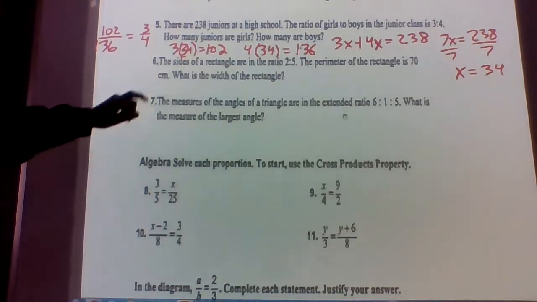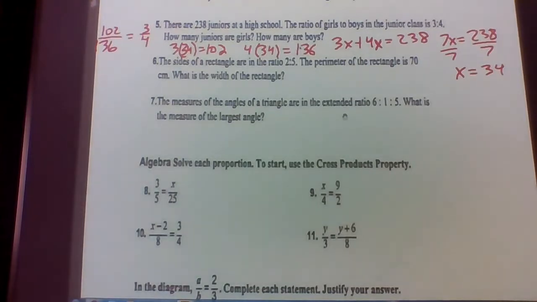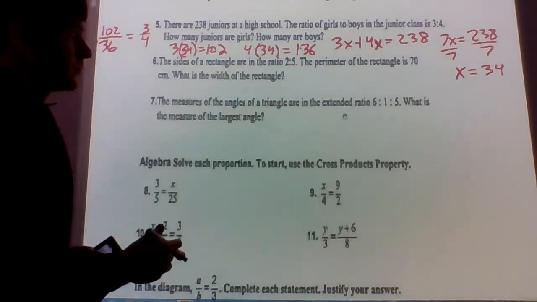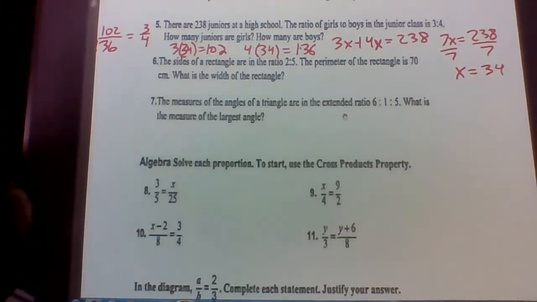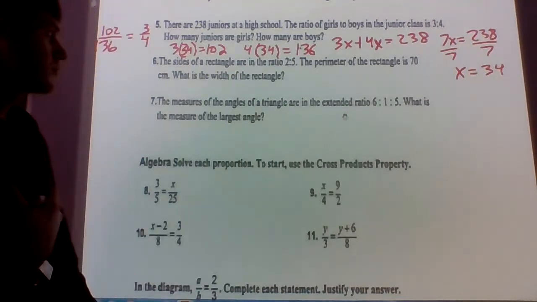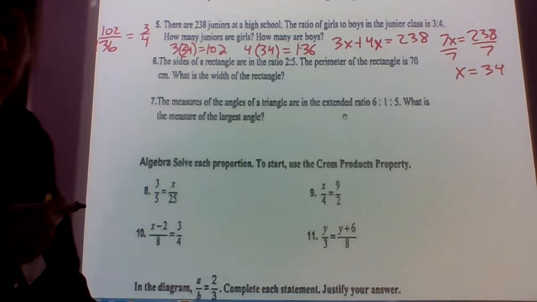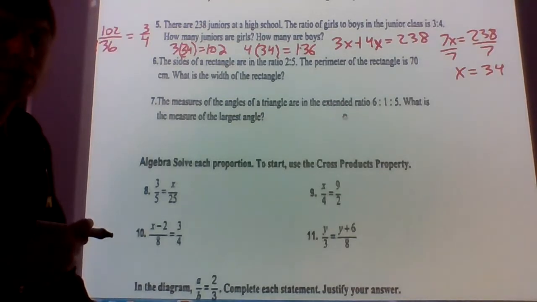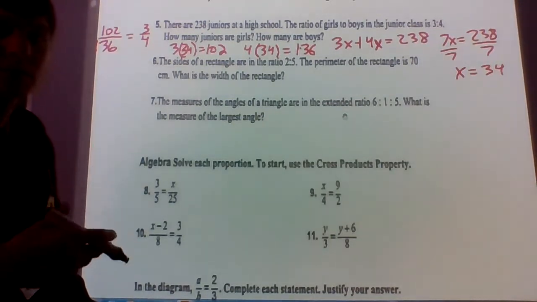Okay, a rectangle. The sides of a rectangle are in the ratio of 2 to 5. The perimeter of the rectangle is 70. We need to find the width. So again, we don't know the actual side lengths, but we know the ratio of the length to the width is 2 to 5.